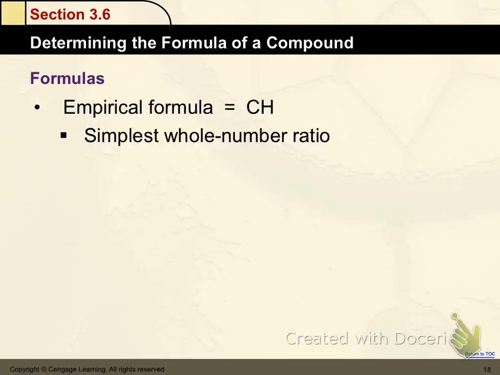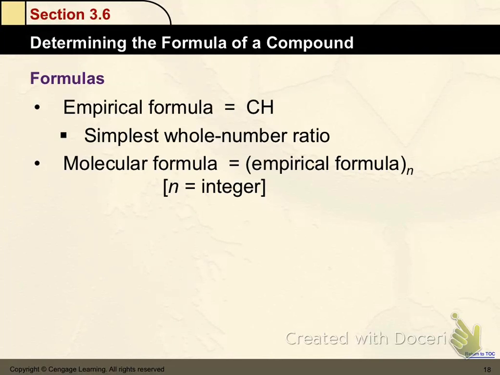The first and simplest type of formula that a compound can be designated with is called an empirical formula. I've got an example here, CH. This is the simplest whole number ratio of the elements that are involved in the particular compound.